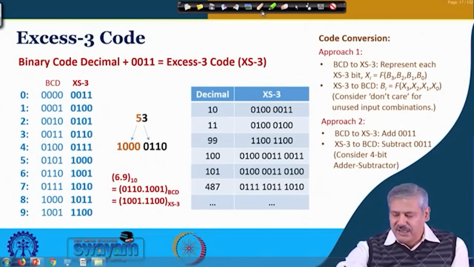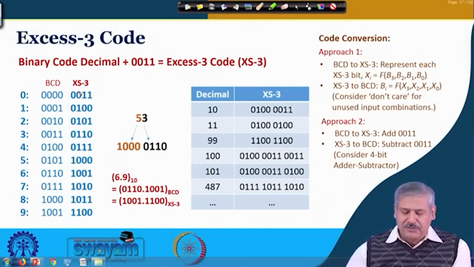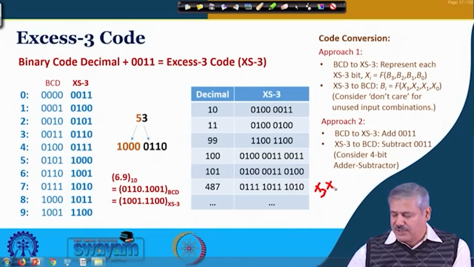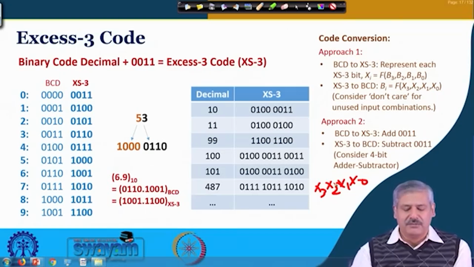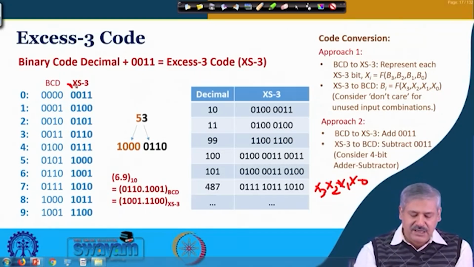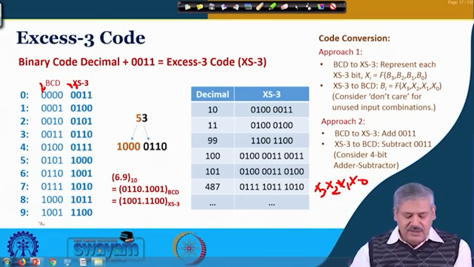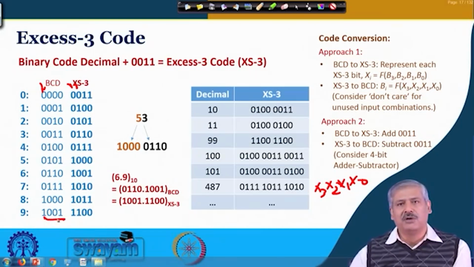So, one approach could be the case where each of these XS3 code bits is represented as x3, x2, x1 and x0. We can have a truth table where we see what the value of x3 is for different representations of b3, b2, b1 and b0. The numbers that are not there, like 10 to 15, 1010 to 1111 at the input side, are the don't care cases. We do not care about what the value will be.